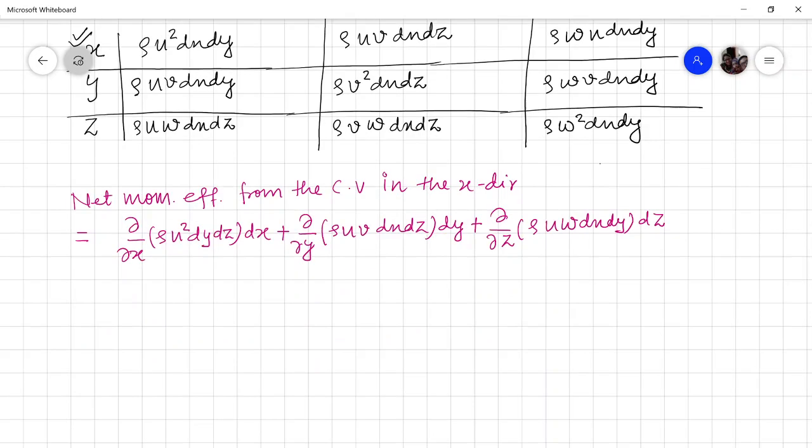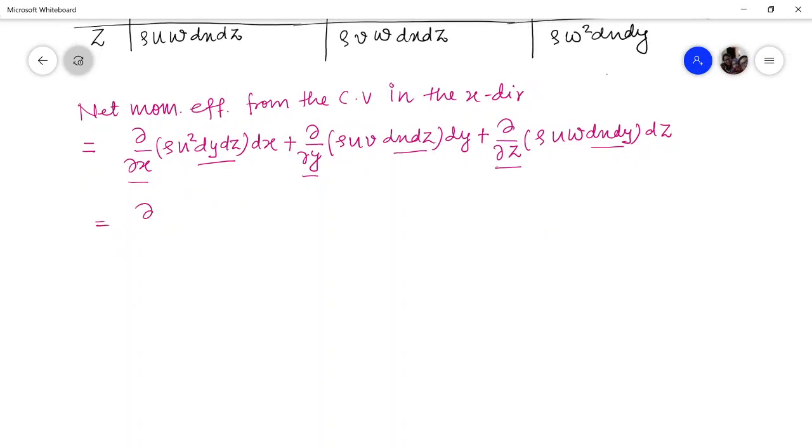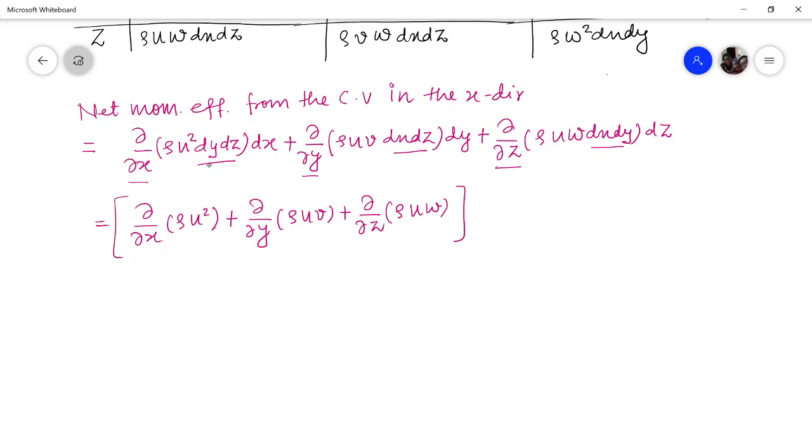Now you look, this is partial derivative with respect to x, so these will be a constant. This is partial derivative with respect to y, so these will be a constant, and this is partial derivative with respect to z, so these will be a constant. So they can be taken outside, and this expression simply gets reduced to rho u square plus del by del y rho uv plus del by del z rho uw, and you are left with dx dy dz, which is nothing but the volume of this control volume. So this is the net momentum efflux from the control volume in the x direction.